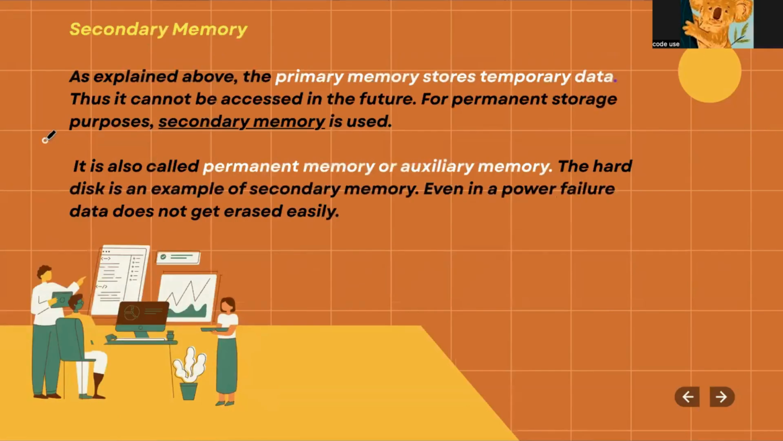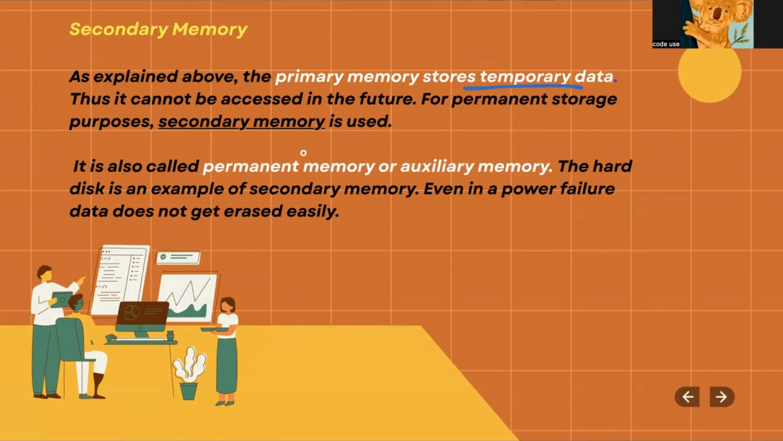As explained above, the primary memory stores temporary data. Thus it cannot be accessed in the future. For permanent storage purposes, secondary memory is used. Like I've told you before, the primary memory stores only temporary data. Let's say you are working on it and there is a sudden power cut, what happens? All the information which you are working on will vanish. So that is a disadvantage there.